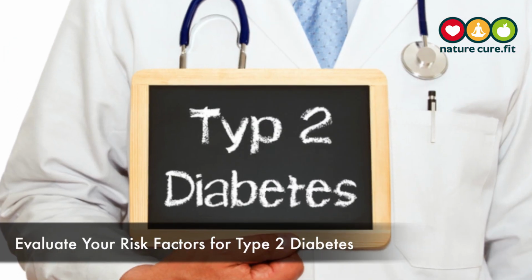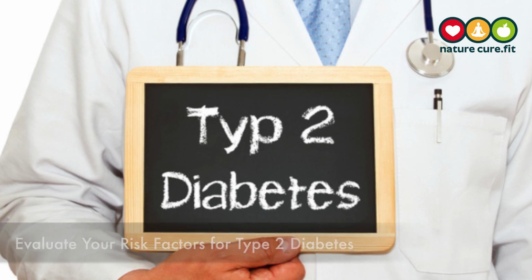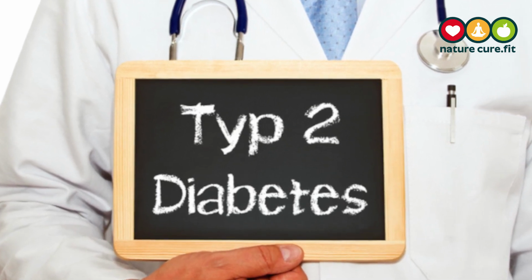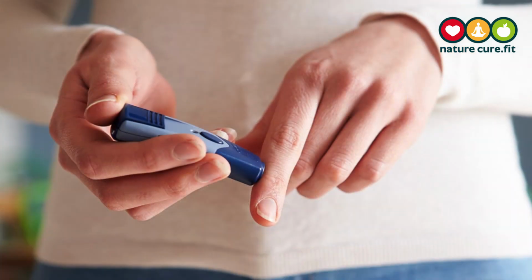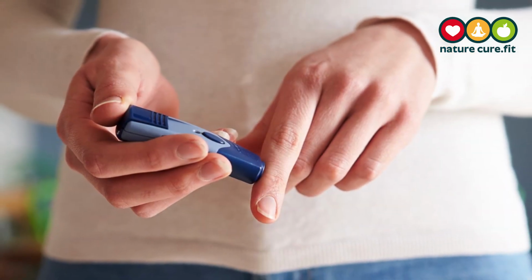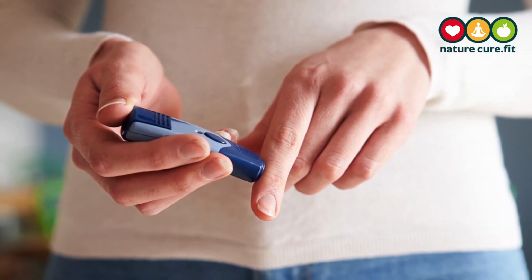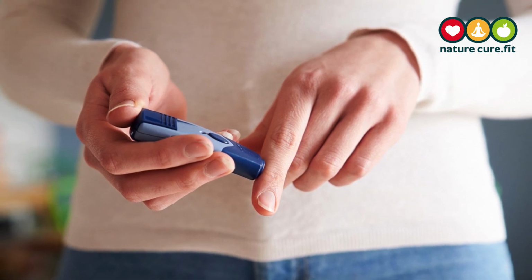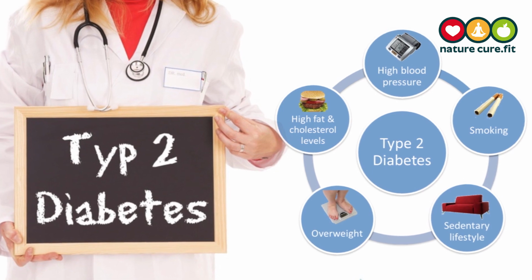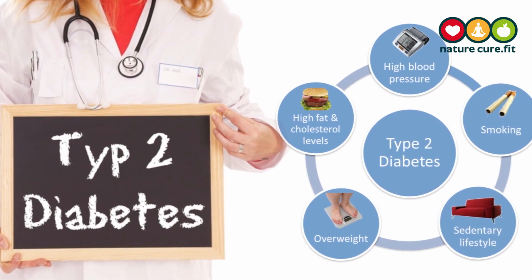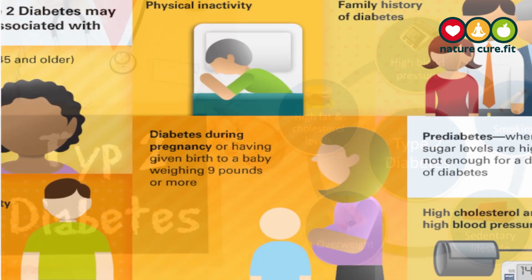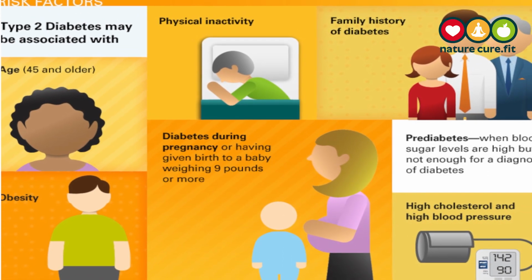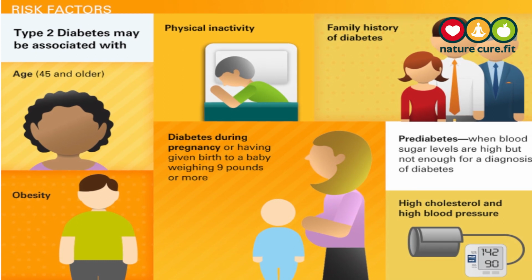Evaluate your risk for type 2 diabetes. In this condition, the body cells have become resistant to the influence of leptin and insulin. This increases your blood sugar levels and causes the symptoms and long-term side effects of the disease. Risk factors for type 2 diabetes are over 45 years of age, overweight, physical inactivity, high blood pressure, history of gestational diabetes, family history of diabetes, chronic stress.